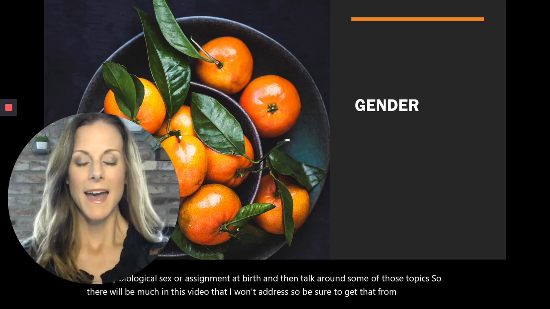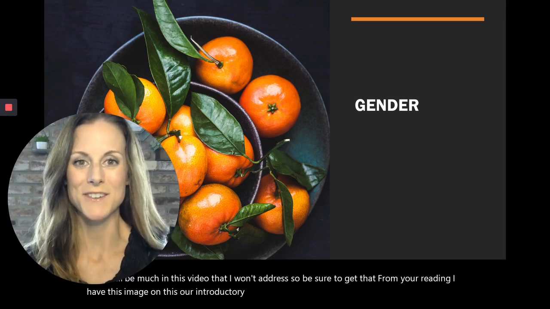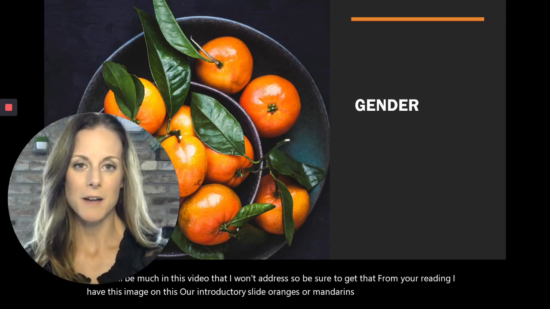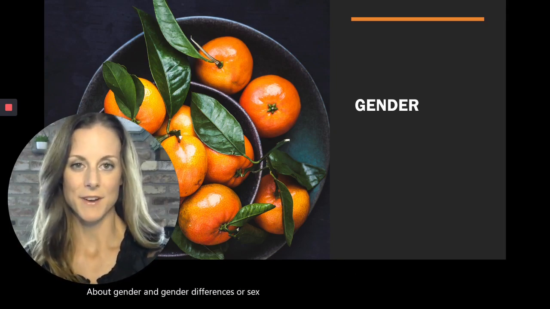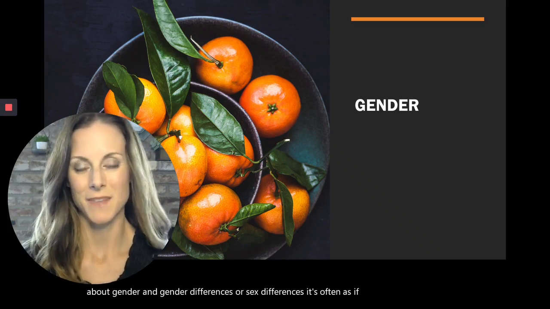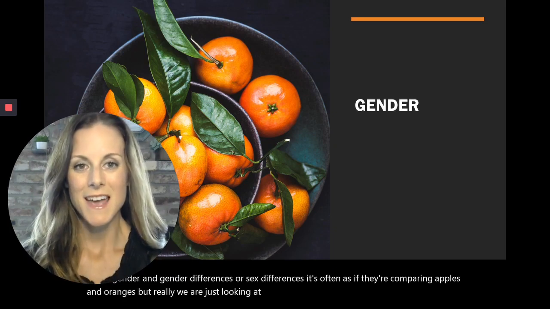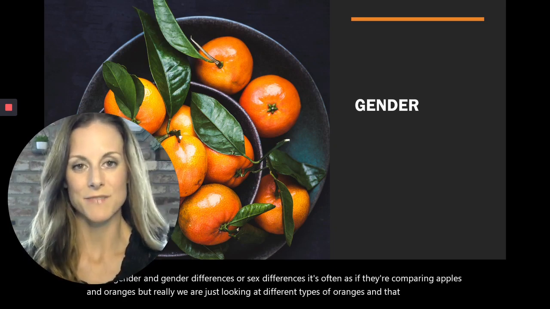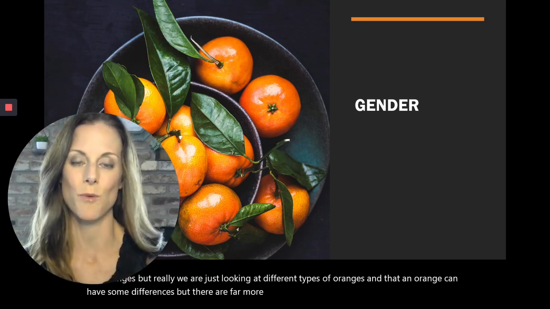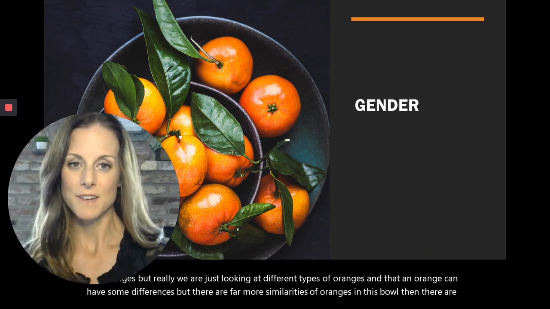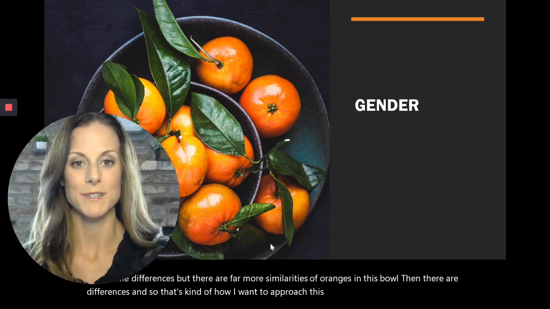I have this image on our introductory slide of oranges or mandarins, because when people talk about gender differences or sex differences, it's often as if they're comparing apples and oranges. But really, we are just looking at different types of oranges, and an orange can have some differences, right? But there are far more similarities of oranges in this bowl than there are differences. That's how I want to approach this module and this discussion in particular.